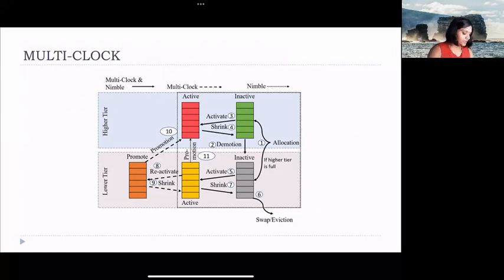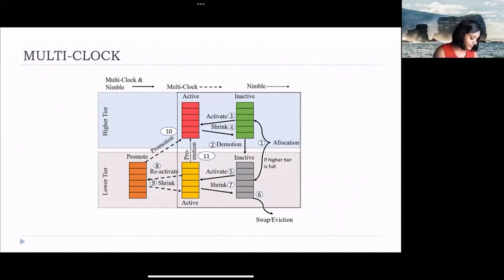In multi-clock, the whole idea is how can we reuse the concept of low overhead that is provided by the clock algorithm, but also capture frequency along with the recency that's captured by the clock algorithm. That's what we call multi-clock.